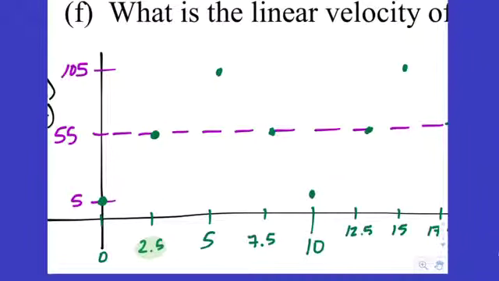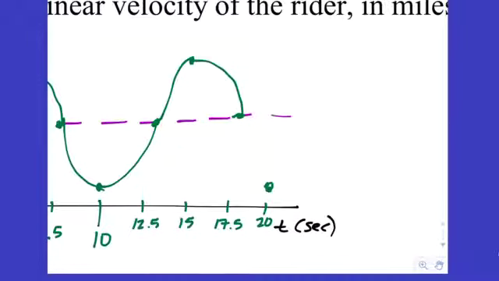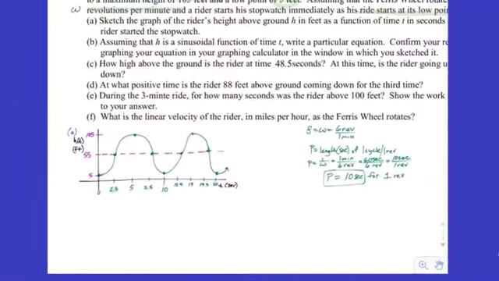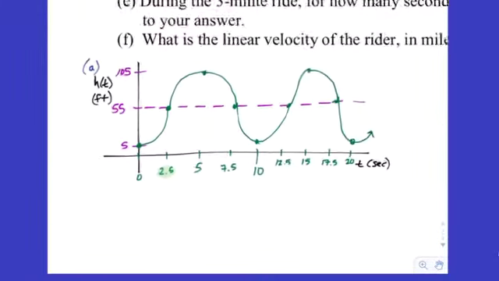All right, so now just to finish off the graph, you just connect them with your pretty quarter cycle arcs. And then we'll turn the corner. And of course, the ride is continuing on, but we don't need to graph all of them. And now you have your pretty graph. Once you have the graph, part B then says, assuming that H is sinusoidal with respect to time, write a particular equation and then confirm it on your calculator.